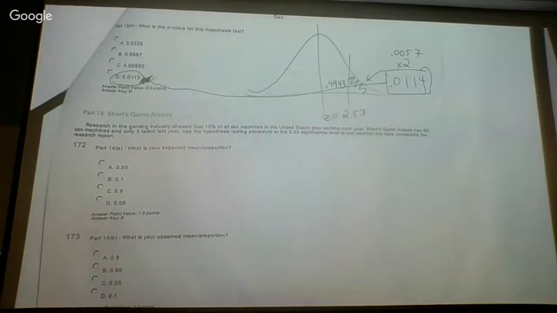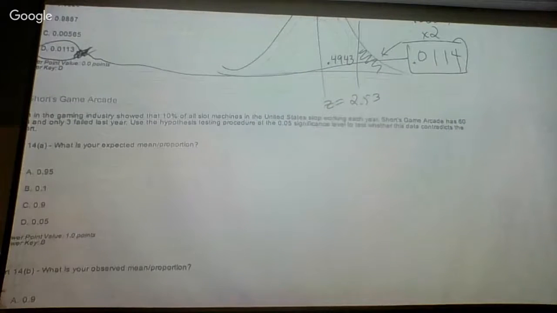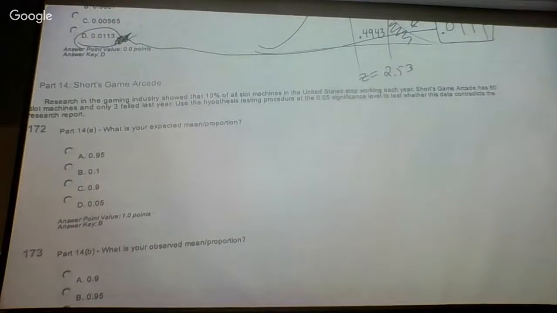Research in the gaming industry showed that 10% of all slot machines in the United States stop working each year. Short's Game Arcade has 60 slot machines and only 3 failed last year. Use hypothesis testing procedure at 0.05 level to determine whether this data contradicts the research report.